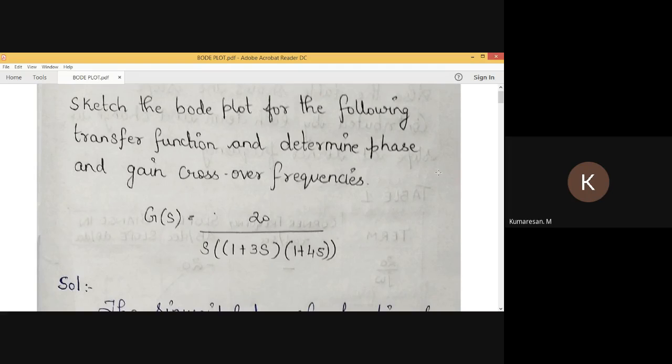Phase and gain margin of the systems. Here gain margin is nothing but magnitude, phase is nothing but phase angle.